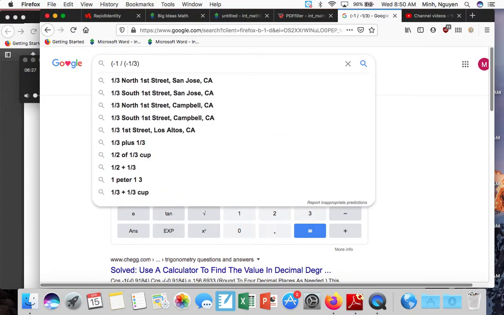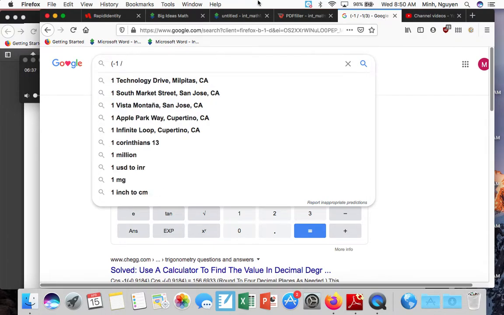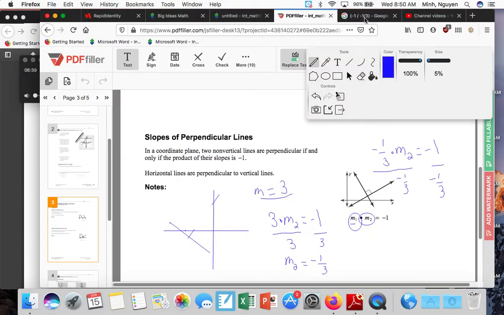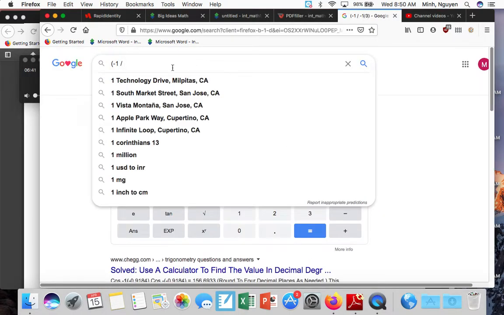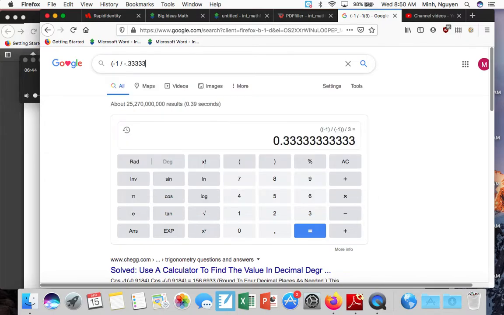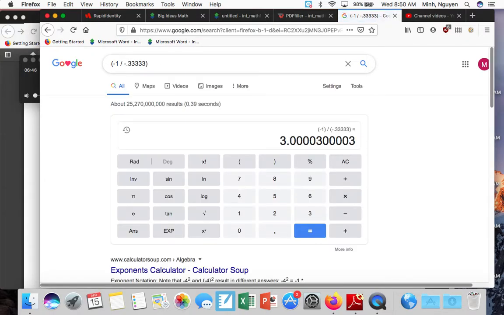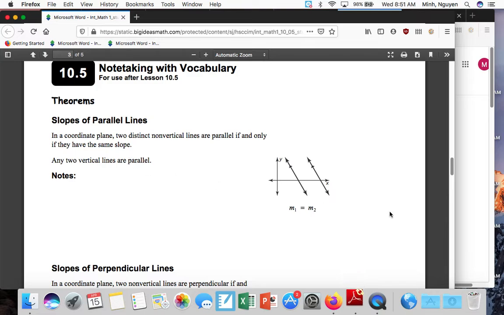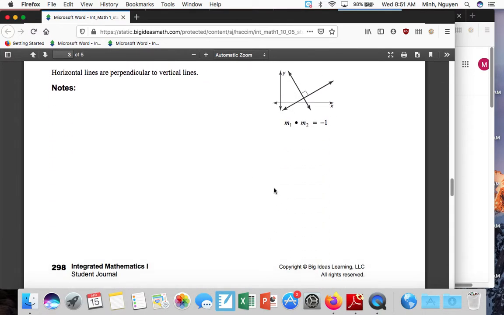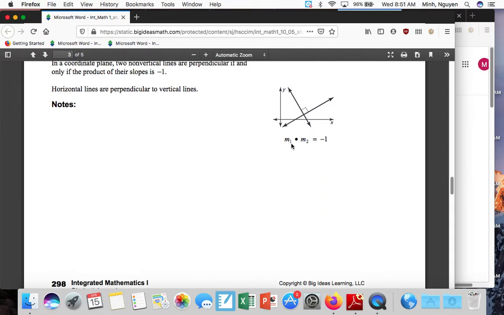So whether you're doing this in your calculator or on Google Calculator, make sure you have parentheses. Or if you don't want to use parentheses at all, but you do know that -1/3 is -0.3333, then you could go -1 divided by -0.33333. Oh, look, it's 3, right? And then obviously you have to round because this was only an approximation. So you'd have to round and say it's 3. So slopes of perpendicular lines multiply together to make -1, and there it is.